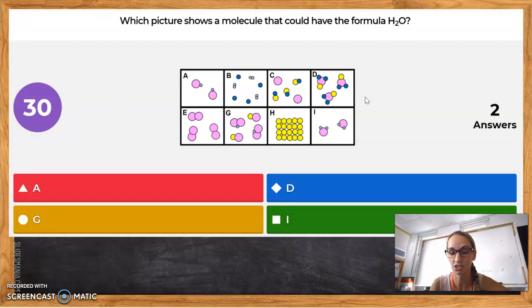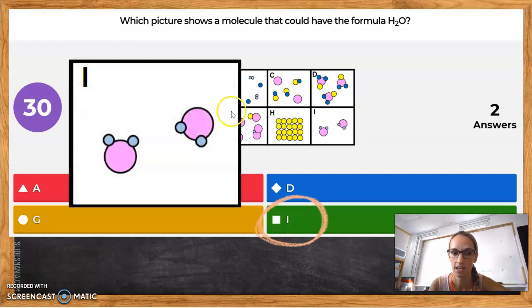Next one, which could be H2O, a little simpler this time. Same exact logic, the answer is I, and you can see you have 1 pink atom, that must be the O, and 2 blues, which must be the 2 H's. Okay, so the little numbers, the subscripts, go after the symbol, and they tell you how many atoms of that element.